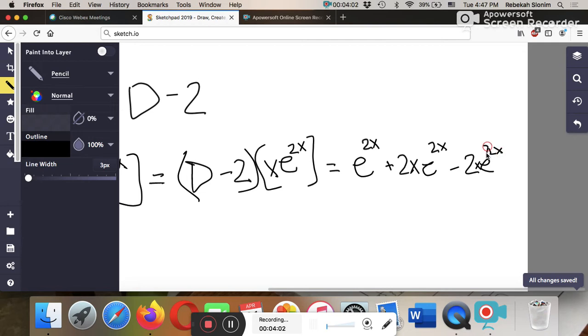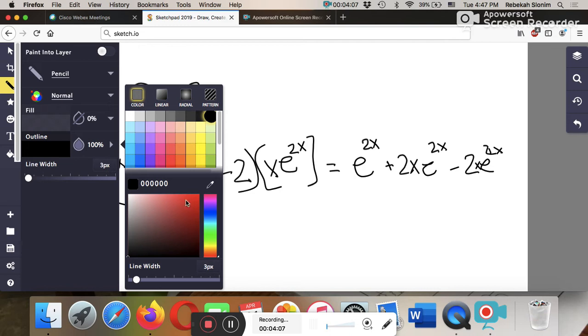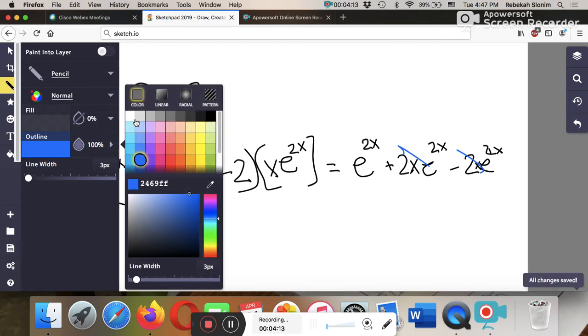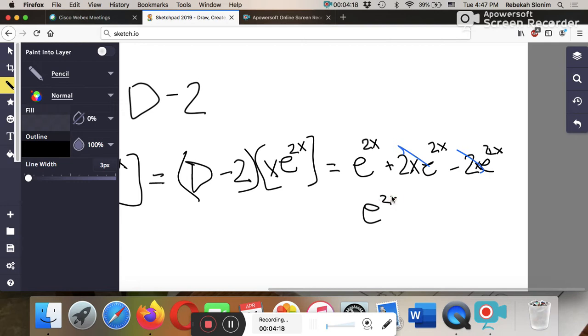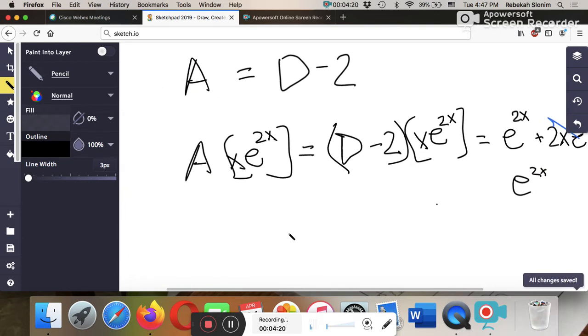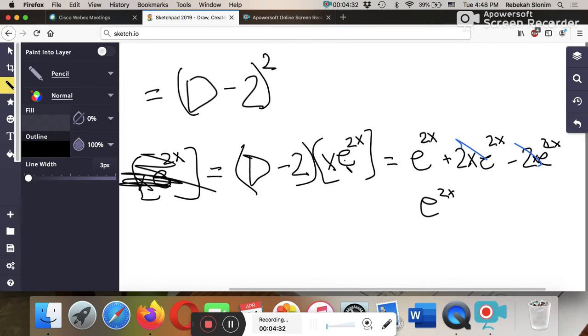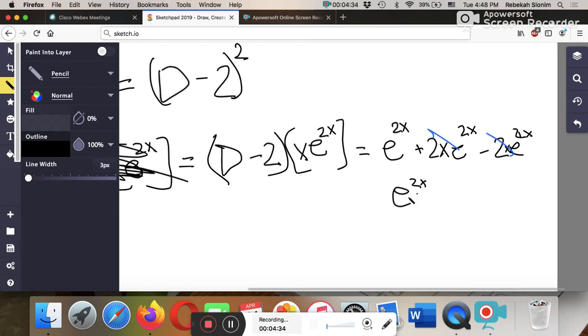And I see actually this is not an annihilator. I lied. I was mistaken. These terms are going to cancel, and I'm just left with e to the 2x. So I have not annihilated this thing yet, but I'm actually close, because I at least got rid of the x part. So actually my annihilator is going to be D minus 2 squared. So ignore this for now. D minus 2 times x e to the 2x will just give me e to the 2x.